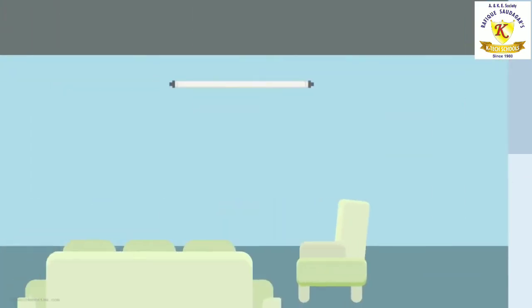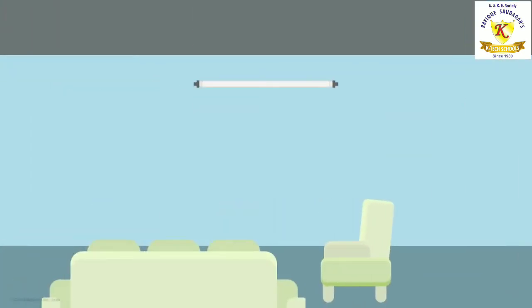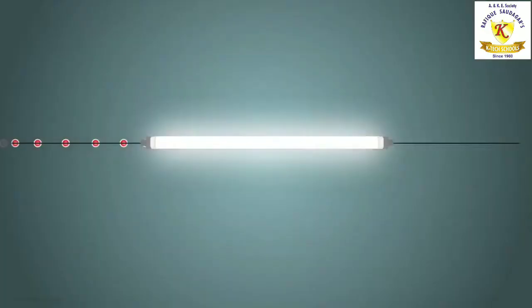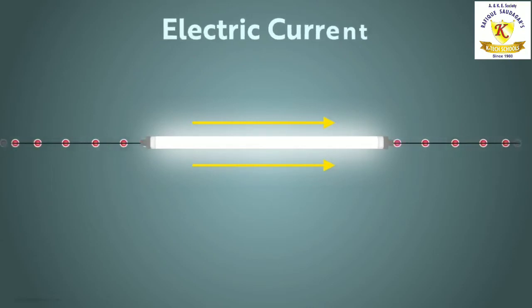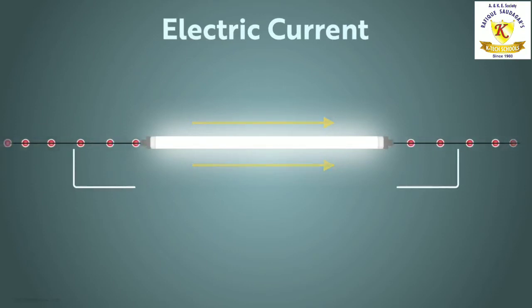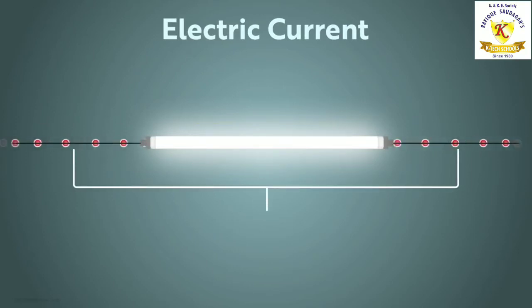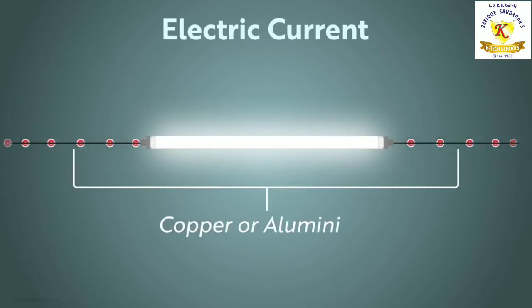Now, any appliance in our house, for example a tube light, works because the negatively charged electrons are moving in the wire in one direction. This unidirectional motion of electrons in a wire is also called electric current. These wires are made up of metals, usually copper or aluminium.